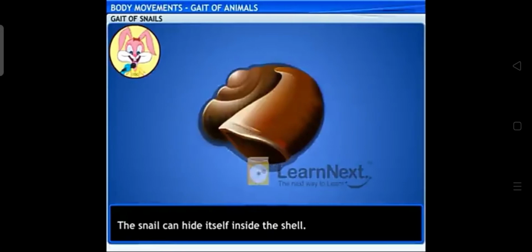So, we have said that there is an outer skeleton on the body of the snail. This shell also helps the snail to protect itself. It can move inside the shell. The snail will go inside the outer skeleton, so it will be safe inside. It will act as a protection for them.